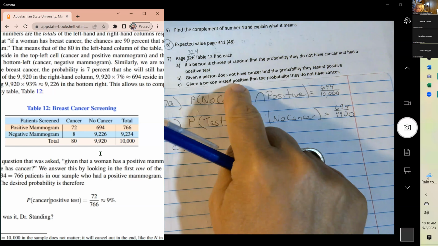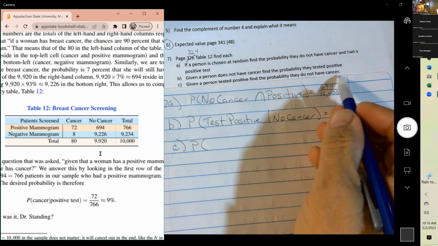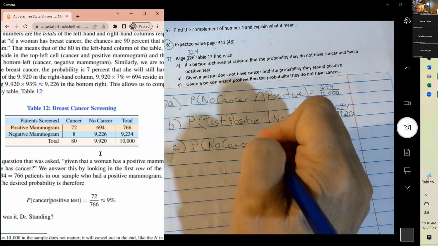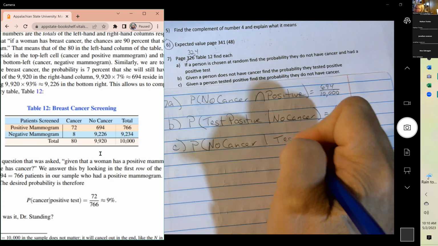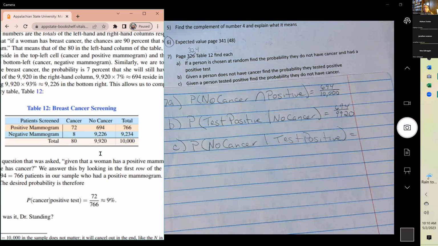Given a person tested positive. So now on this one, we're given they tested positive. Find the probability they do not have cancer. So on this one, we're given they tested positive. You're only using that row. So this top row. Because we know they tested positive. We want the probability they don't have cancer, then it's the 694 out of 766.